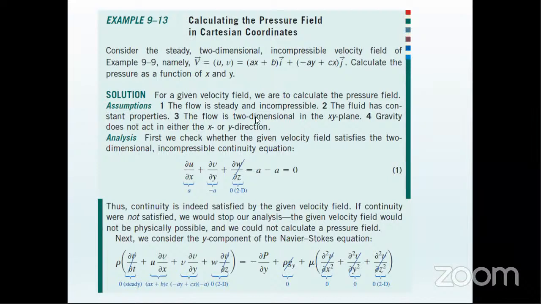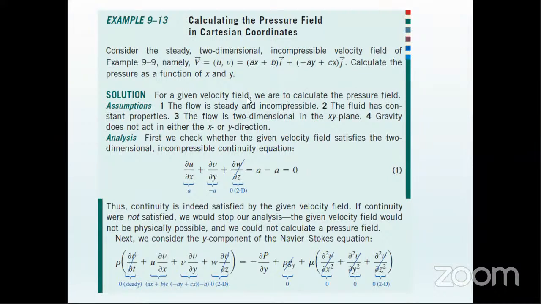How will we normally do this? For a given velocity field, we have to calculate the pressure field. What assumptions does one have to make? Assumption one is that the flow is steady and incompressible. It is a steady flow, so it should not have turbulence. The fluid is incompressible, in the sense that expansion and compression should not be allowed. The fluid has constant properties: temperature should not change, pressure should not change, density should not change.